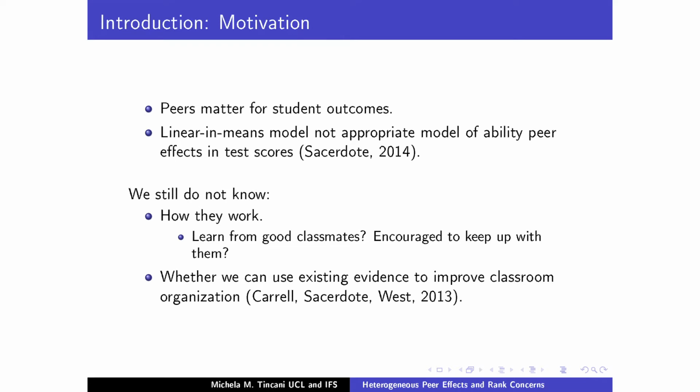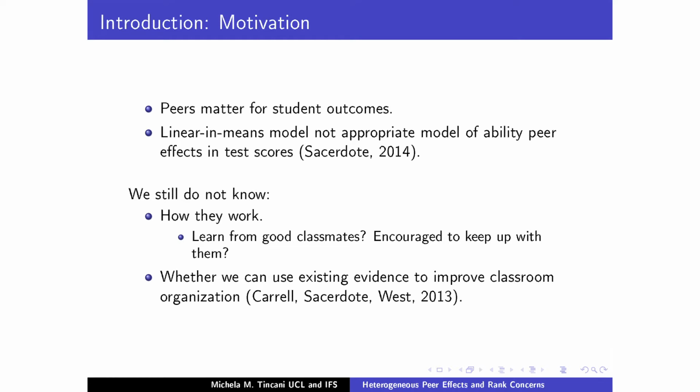For example, if we always learn from good classmates no matter what, then we will want to spread them across as many classrooms as possible, really high ability people. But now suppose that it's more a story of, oh, I'm encouraged to keep up with them. Then maybe it also matters how far I am from a very bright person, because if I'm very low ability, I might actually get discouraged. So when you try to do out of sample predictions, you might fail.